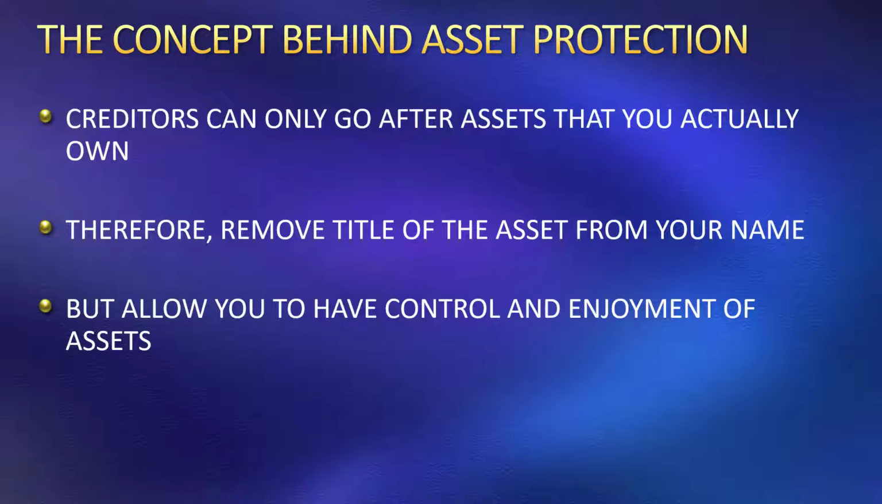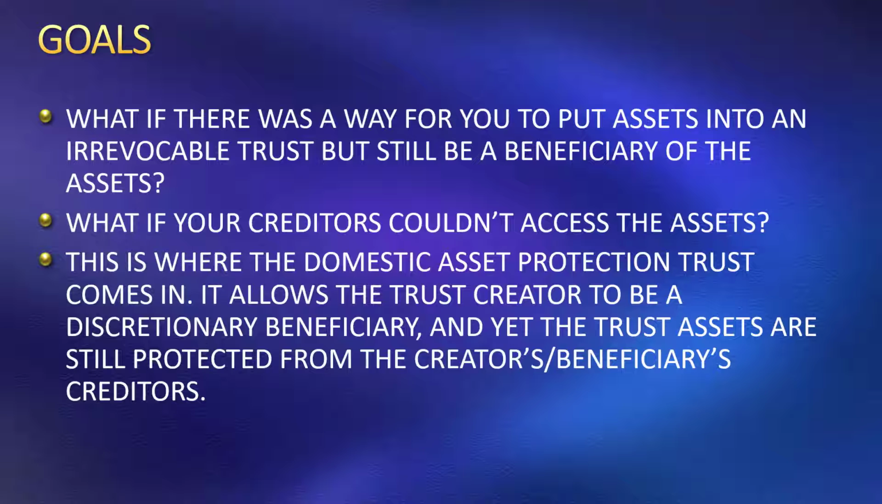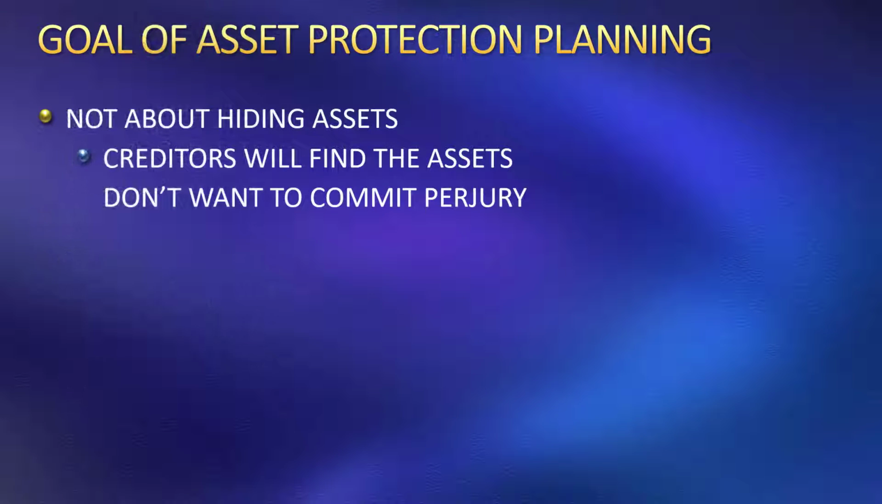The concept behind asset protection. First, creditors can only go after assets that you actually own. Therefore, remove title of the assets from your name, but allow you to have control and enjoyment of the assets. Beneficiaries, creditors. It's not about hiding assets. Creditors will find the assets. You don't want to commit perjury by saying you don't have the assets, because the assets are held by the trust.